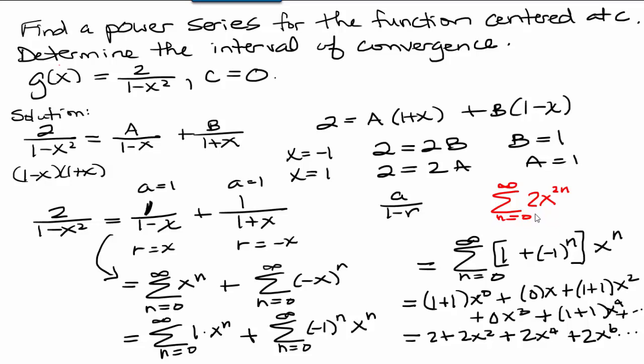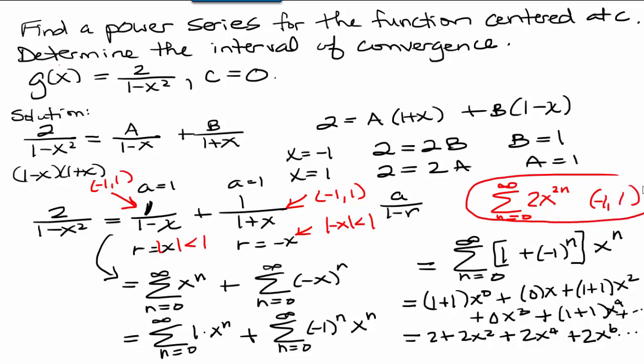We should note the interval of convergence. So the interval of convergence for the first part of the function would have to be negative 1 to 1, because we need the absolute value of x to be less than 1. And it would also be negative 1 to 1 for the second function that we added to it, because again, the absolute value of negative x would need to be less than 1 to guarantee convergence. So we would still come to the conclusion that the interval of convergence is negative 1 to 1. So that's how we would use partial fractions to write the power series for this function centered at 0.